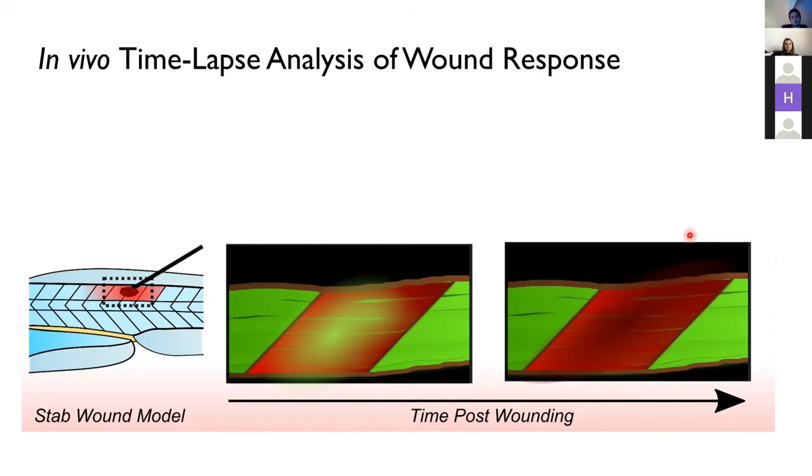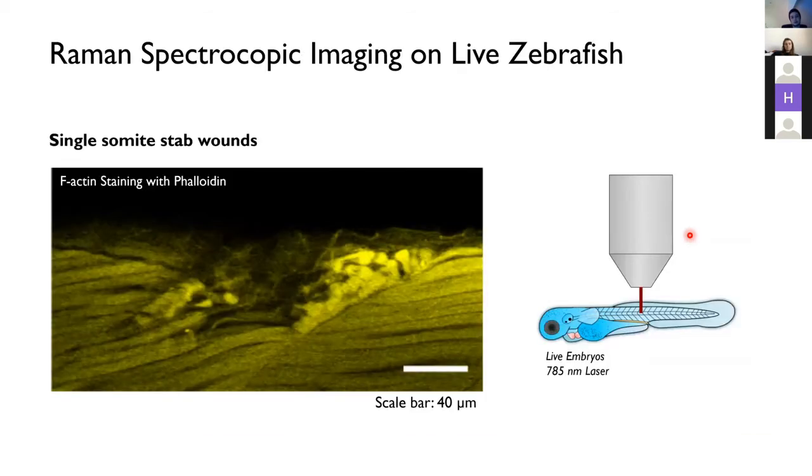The embryos were then imaged using near-infrared lasers, which is the most biocompatible laser source that we can use for Raman. We then followed this wound response for 12 hours and recorded 3 successive images and analyzed the data using a multivariate analysis approach called vertex component analysis.